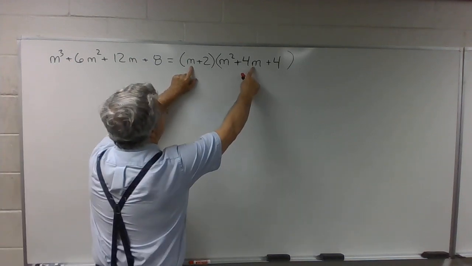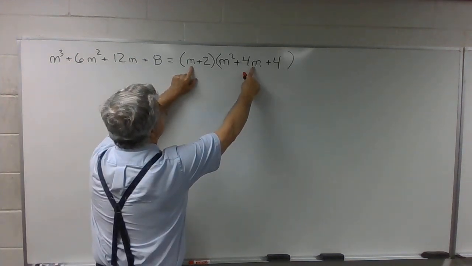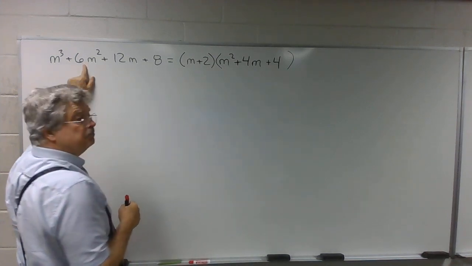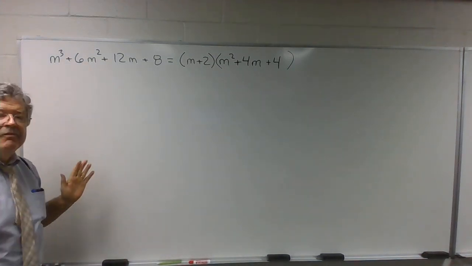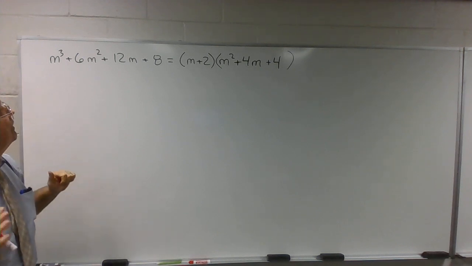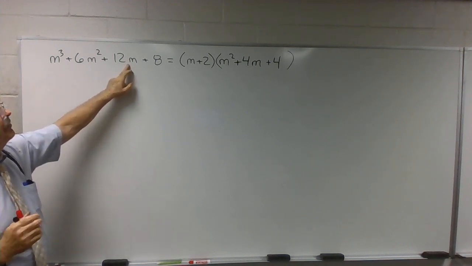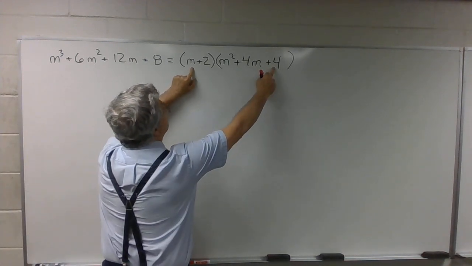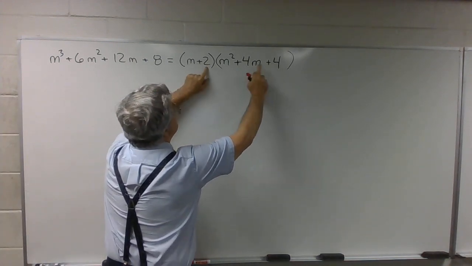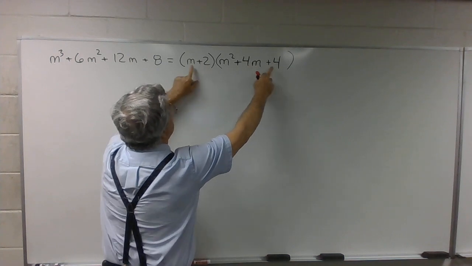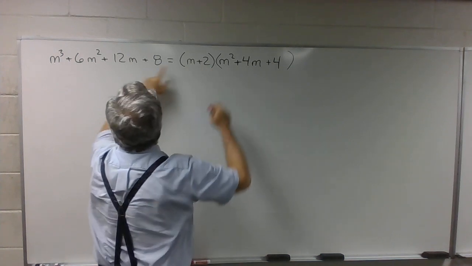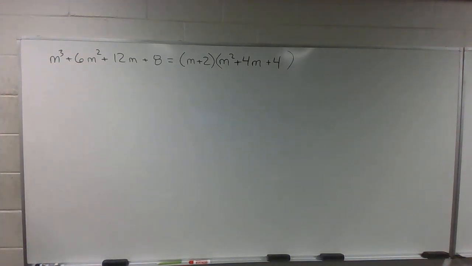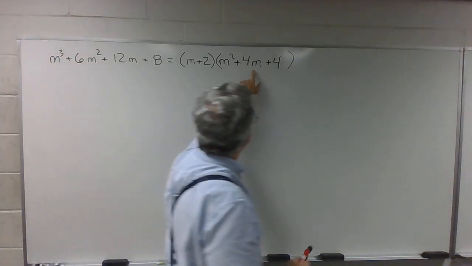Let's see. M times 4m is 4m squared, plus 2m squared is 6m squared. Check. Now if we still have our doubts, let's check the first degree term. M times 4 is 4m, and 2 times 4m is 8m. 4m plus 8m is 12m. Check. We nailed it. Now I just have to factor this thing.